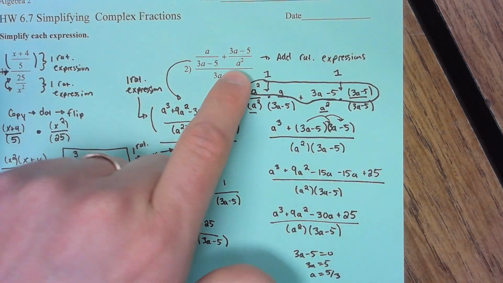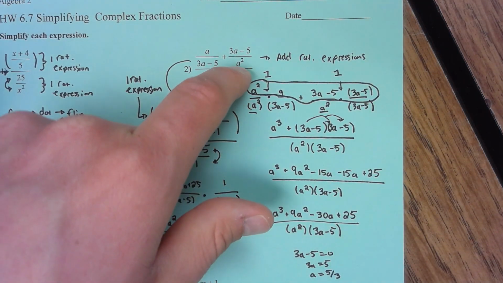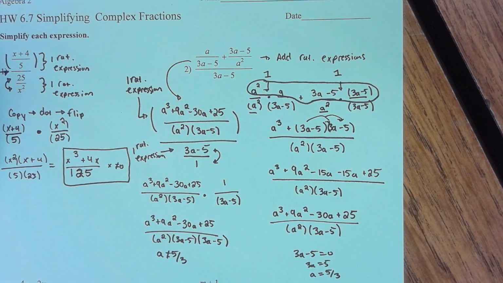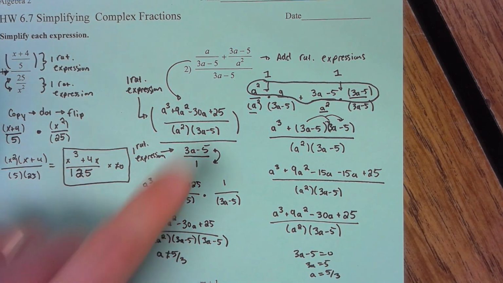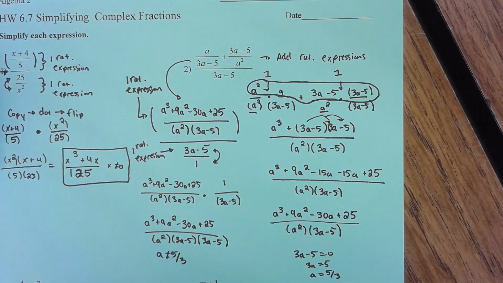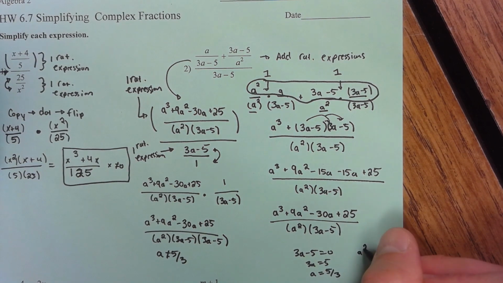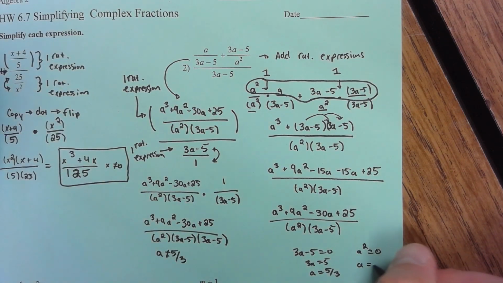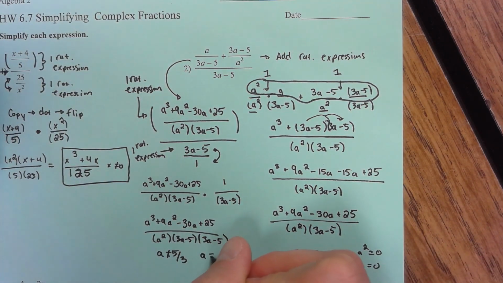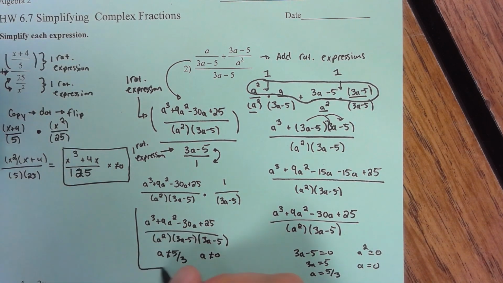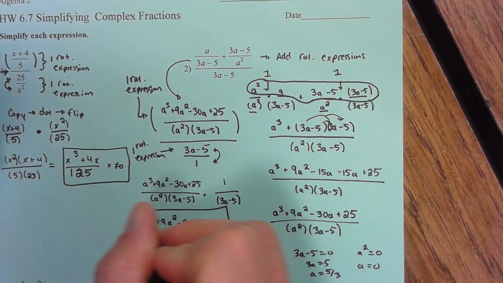And then the other restriction comes from the a squared. Again, all I'm looking for are places that I might divide by 0. A squared, if I said that equals 0, I get that a cannot equal 0. So two values we have to exclude from that domain.